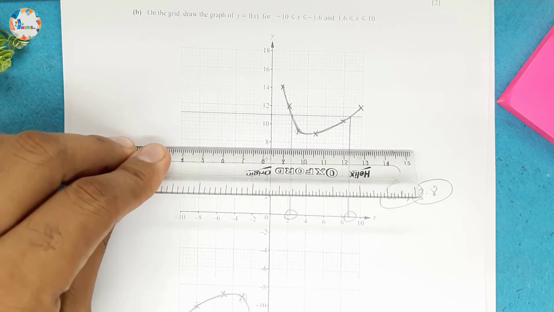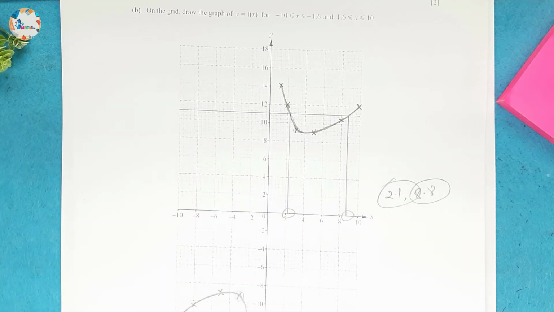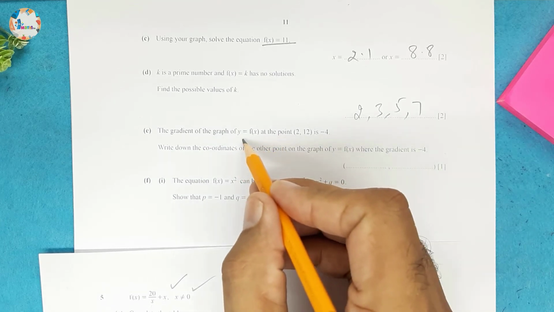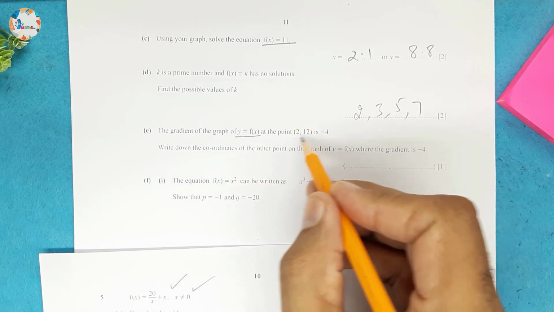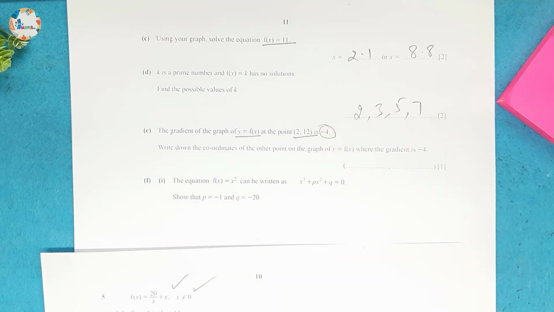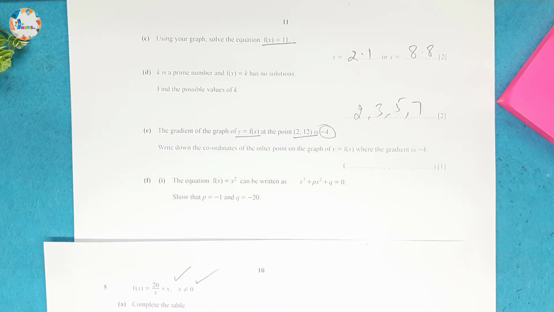There will be no intersection with the curve. So that will be our solution for this one. The gradient of the graph of y equals f of x at the point (2, 12) is minus 4. So write down the coordinates of the other point on the graph of y equals f of x where the gradient is minus 4.